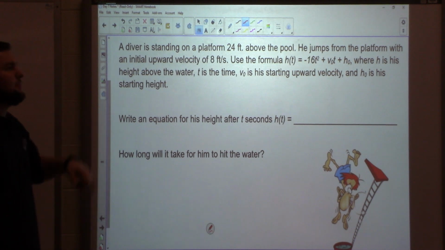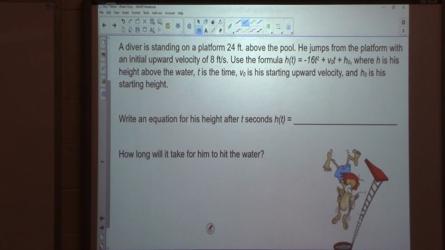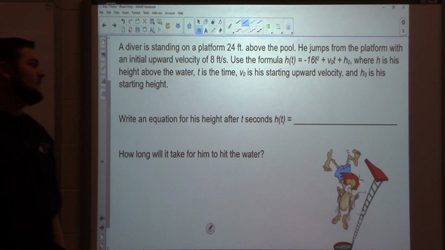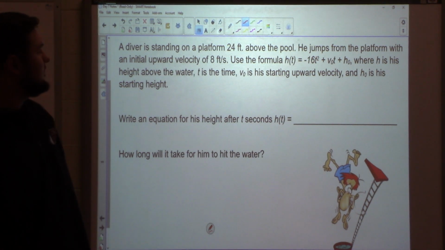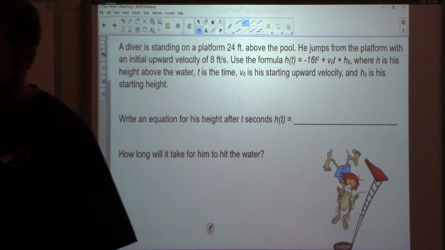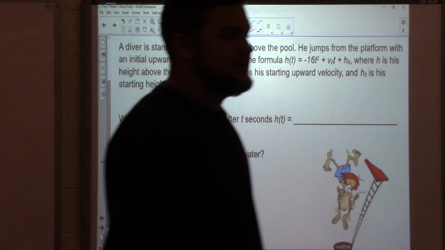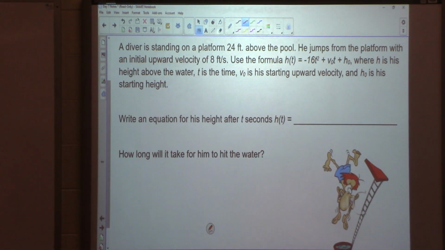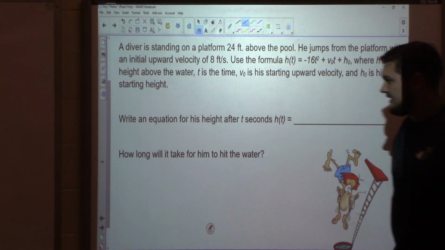So a diver standing on a platform 24 feet above the pool jumps from the platform with an initial upward velocity of 8 feet per second. Use the formula h of t equals negative 16t squared plus initial velocity times t plus initial height, where h is his height above the water, t is time, v sub 0 is his starting upward velocity, and h sub 0 is starting height.